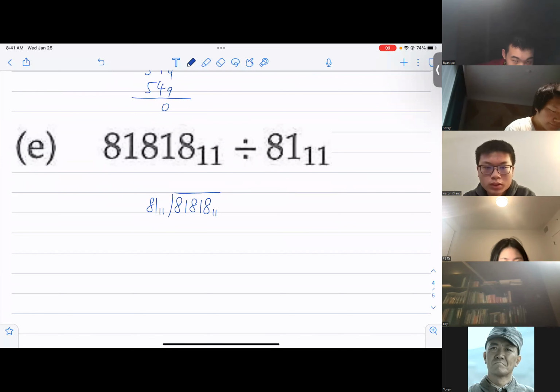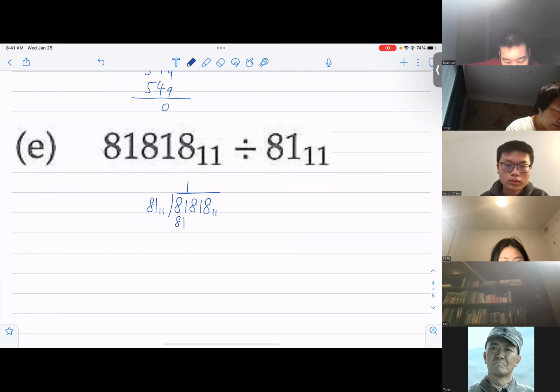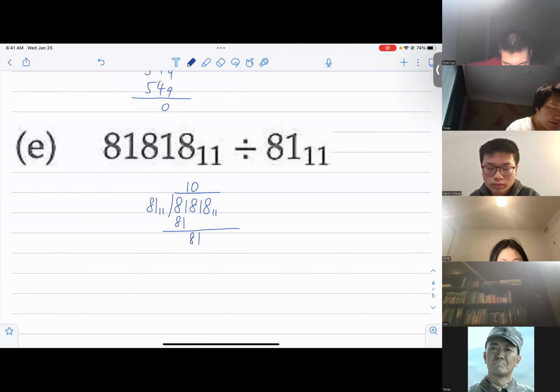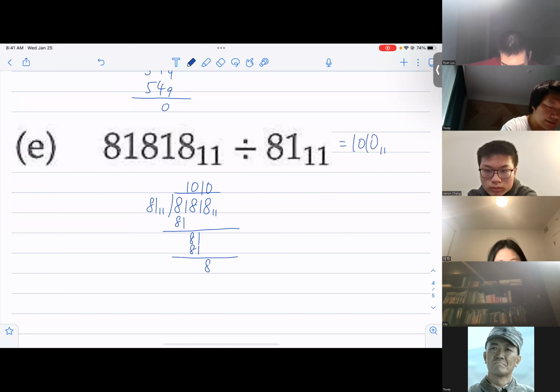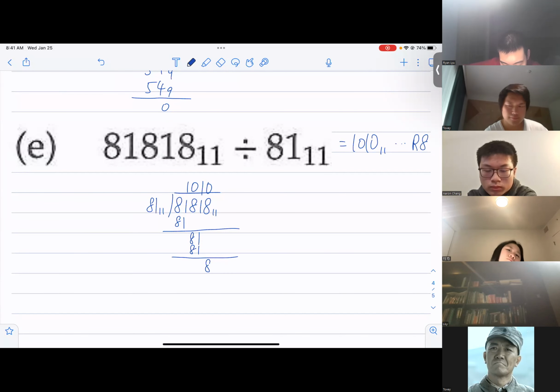Is it 1010 in base 11? Exactly, 1 0 0 1 0, right? Because first you put a 1 here, that's 81, and that's gone. Then you drop an 8, doesn't work, so another 0, and you drop the 1, and that's just going to be 1, and that's going to be 81, and that's gone. And you drop the 8, not enough, so 1 0 1 0. Remainder is 8, right? So the answer would be 1 0 1 0 in base 11, and you have a remainder of 8. Okay, make sense?